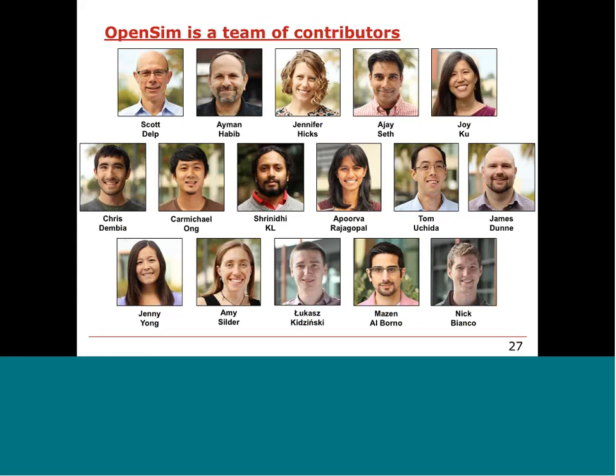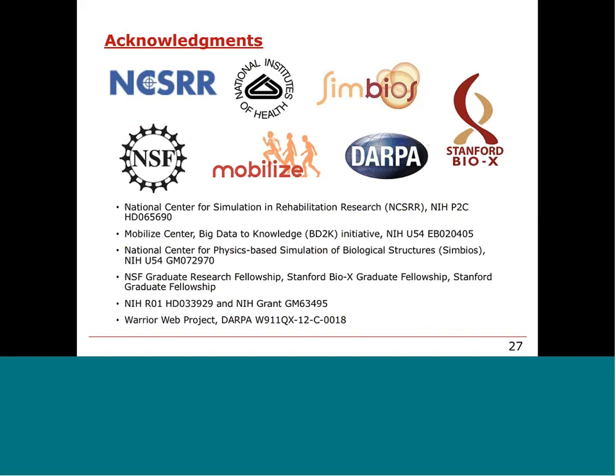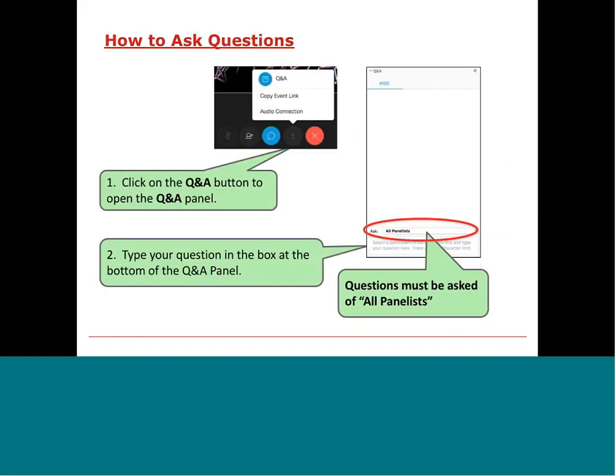So in closing, before we get to your questions, I want to acknowledge the huge team of contributors that has made OpenSim 4.0 possible. Some of the key contributors are shown on this slide. In addition to Tom, Ayman, and AJ, who are tuned into the webinar today, Chris Dembia, Carmichael Ong, James Dunne, and Nick Bianco have also been vital in pushing OpenSim 4.0 over the finish line. So thank you to them, and also thank you to all of you who gave us feedback and helped with beta testing. This has been a true team and community effort. OpenSim has also been supported by a wide range of grants, a big portion coming from the National Institutes of Health, which funds our National Center for Simulation in Rehabilitation Research.